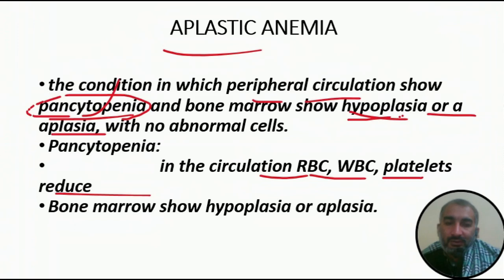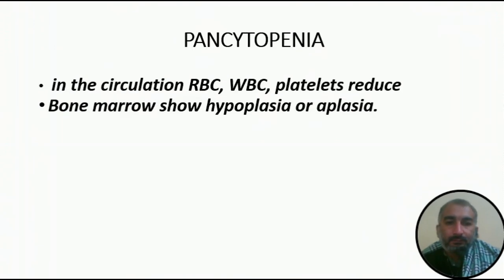If these two conditions are present, we will say that the person has an anemia which is called aplastic anemia. Very easy. We already discussed pancytopenia, that in the circulation RBCs, WBCs, and platelets are low, so that condition is called pancytopenia. And the bone marrow shows hypoplasia or aplasia. So the bone marrow has abnormal cells or maybe no cells.